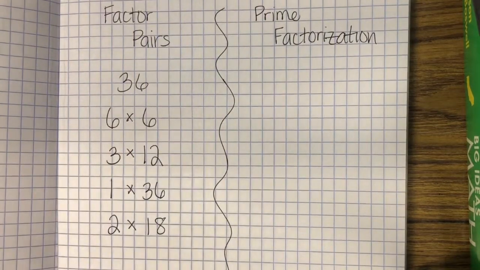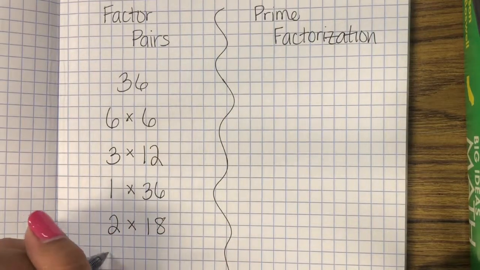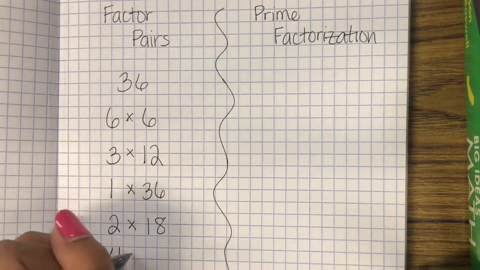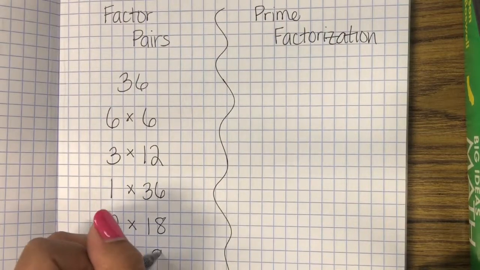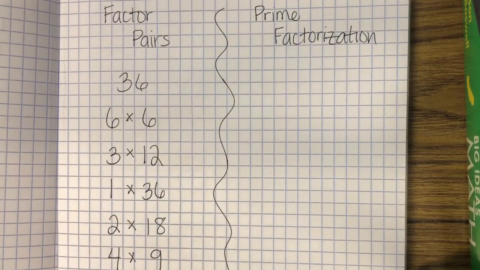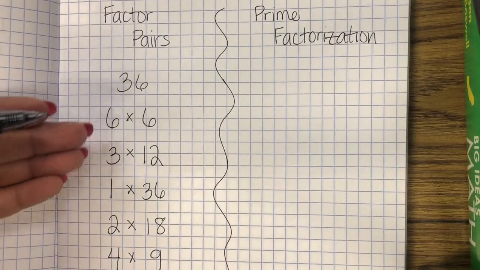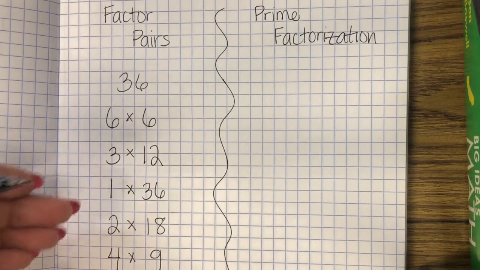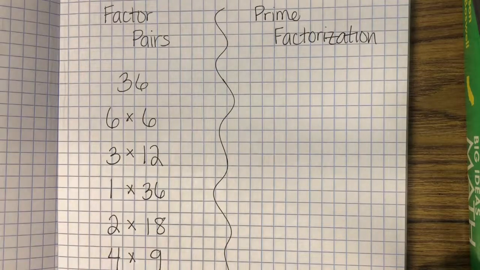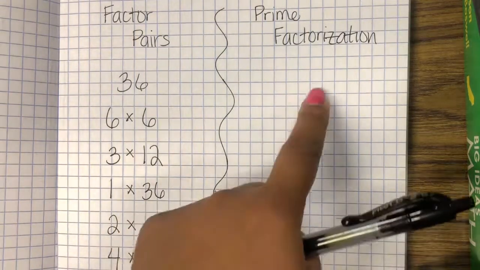So it looks like we still could do that double and halving. We could double the 2 and half the 18 and get another factor pair. Double the 2 is 4, and half of 18 is 9. So I think we have all the factor pairs: 6 times 6, 3 times 12, 1 times 36, 2 times 18, and 4 times 9. Let me double check if there's more. I think we're good.